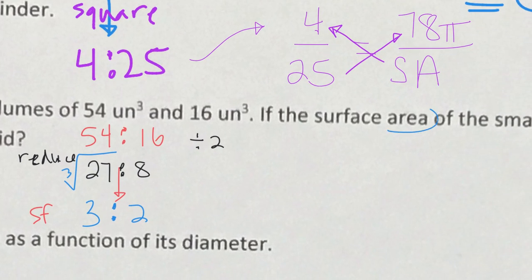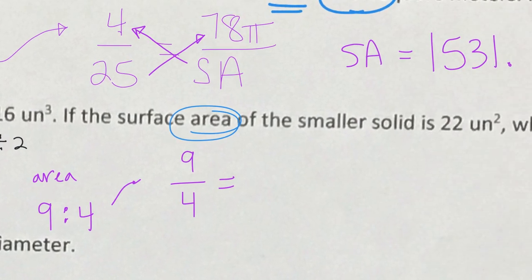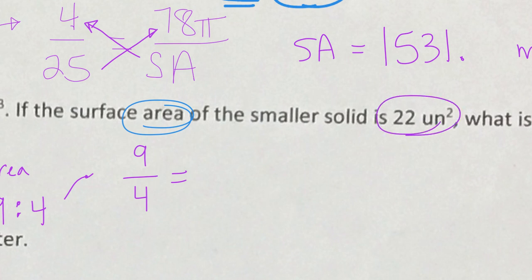Now, we wanted an area, so we're not done yet. We need to take our scale factor and change it into an area ratio by squaring both of your terms. So 3 squared and 2 squared gives us an area ratio of 9 to 4. And that's what we're going to use in your proportion. 9 over 4 equals the area of the smaller solid is 22. So because 4 is in the denominator, the 22 will also be in the denominator. And we're looking for the surface area of the larger figure.